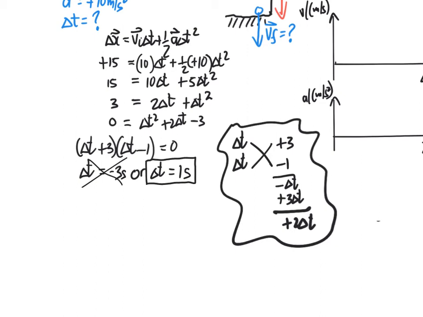Now, what happens if we get a quadratic equation which we can't factorize as easily as this? Well, then you use the quadratic formula that you've learnt about in mathematics in order to solve it.